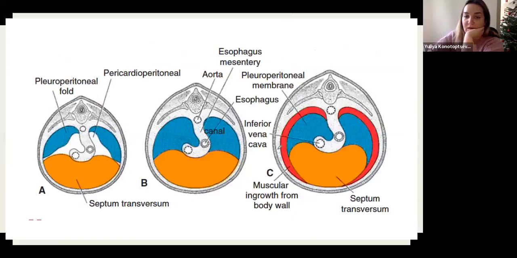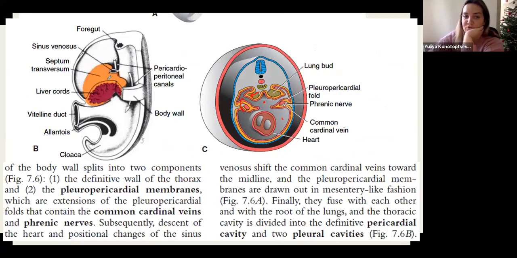Diaphragm. If you take a look at this picture right here, this is your septum transversum. Septum transversum was a thick brick of visceral mesoderm, and it was dividing your body cavity into two. So everything above was thoracic, everything below is abdominal. So who does the same thing in you? Of course, diaphragm, right? So diaphragm does the same thing in your body. It divides your one whole body cavity into thoracic and abdominal body cavity.